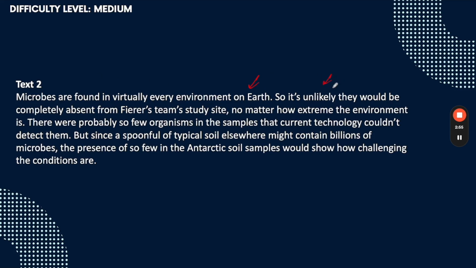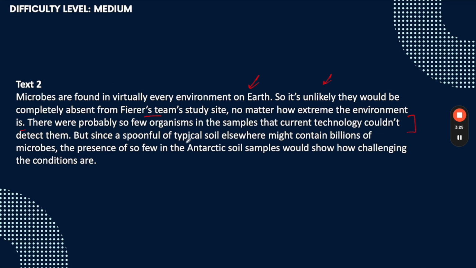Now the author over here is saying that it's unlikely that there was no microbe at all in whatever the team, F's team, collected in their study site, no matter how extreme the environment is. So no matter how extreme the conditions were, it's not possible that they did not find microbes at all. There were probably so few organisms in the samples that current technology couldn't detect them. So what is the author of text 2 saying? That there were very few organisms that the current technology was not able to detect those microbes in the soil.